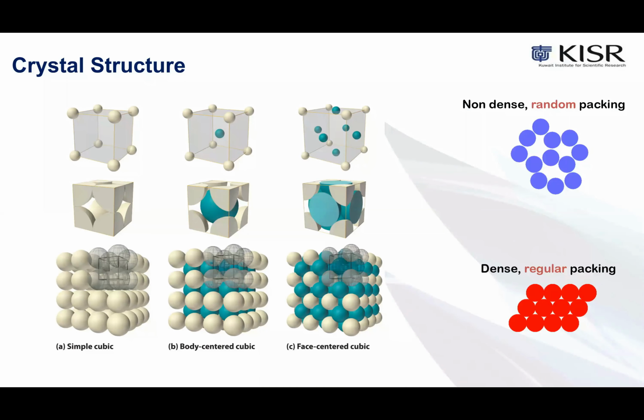Normally, atoms in a material can be arranged in a number of packing structures, which are determined by the chemical bonding between the atoms. So we can see here we have non-dense atoms in a random packing, and we have dense, regular packing of atoms with very low surface energy. The unit cell is the smallest repeating unit, having the full symmetry of the crystal. As we can see here, we have three different cubic cells.